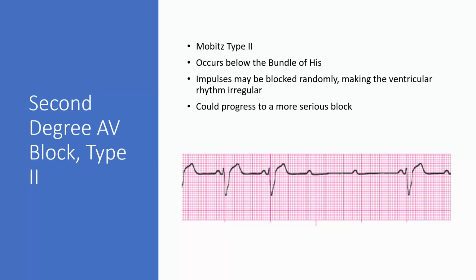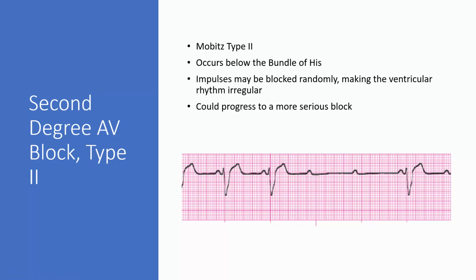So let's move on and go to second degree type 2. I always like to use this slide because everybody's like, is it upside down? No. Remember how I told you there's different leads? This is just a different lead than what you're normally used to. And so that's why your QRS complexes are negatively deflected, but you read it exactly the same.